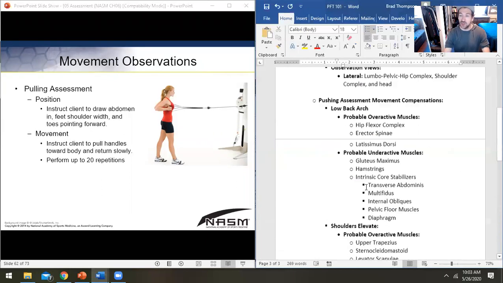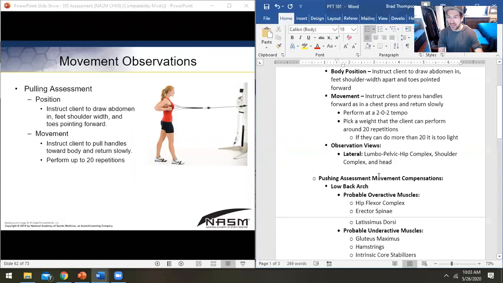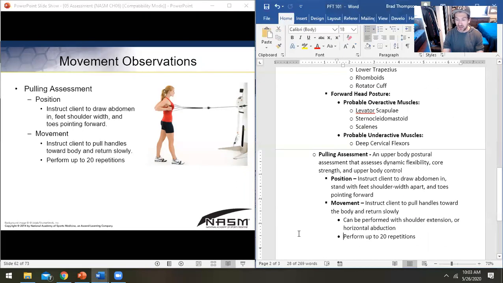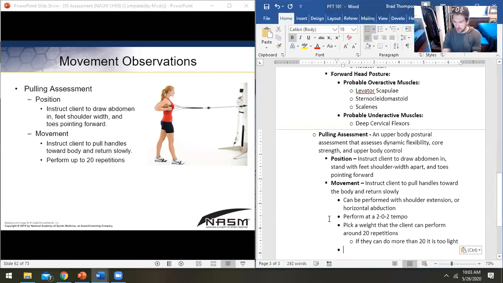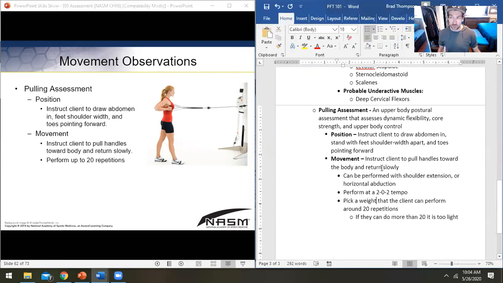Same concept here, right? We want to do high repetitions because that's really where, oh, I forgot, I want to copy this. And that's really where we start to see those compensations, right? And this is also going to be at a 202 tempo, okay? We got a special little note here, right? It can be performed with this, but it should be at a 202 tempo. Pick a weight that they can do for 20. If they can do more than 20, then the weight is going to be too light.